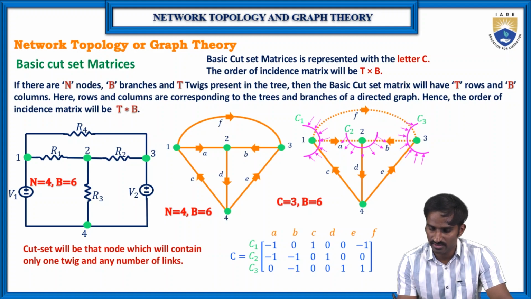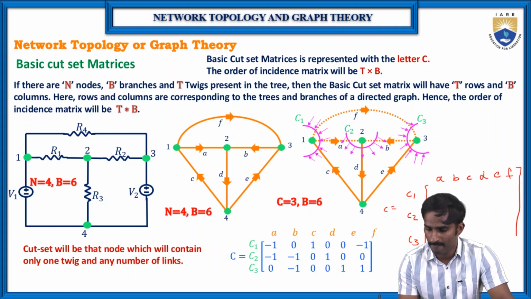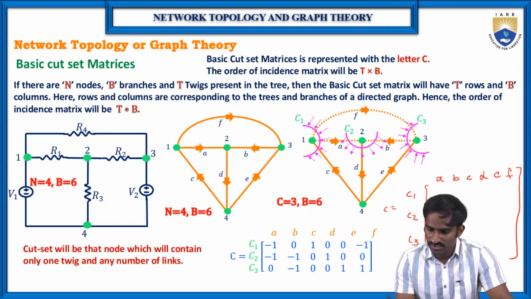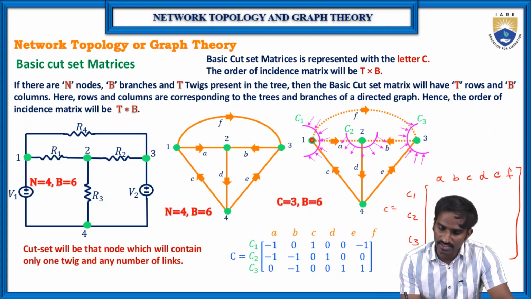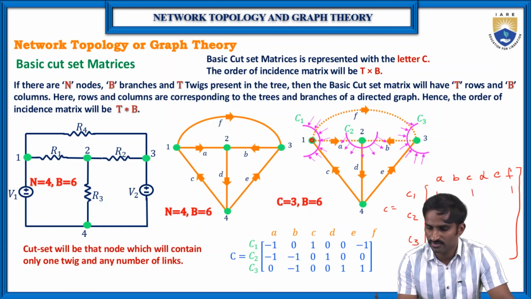Then how can we write the matrix? C is equal to, with rows C1, C2, C3 and columns A, B, C, D, E, F, right? First C1. As you can see, A, C and F, sorry, not E, F. For the first cut set, the branches are A, C and F. The remaining are zeros.